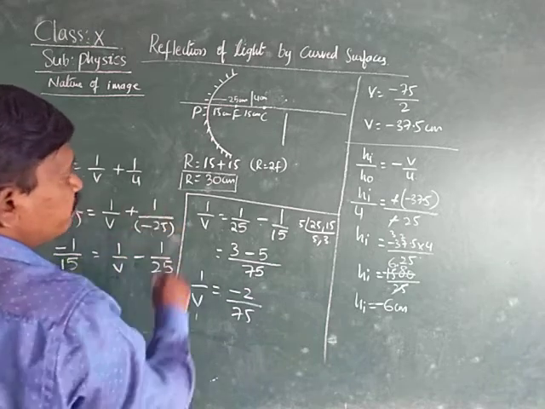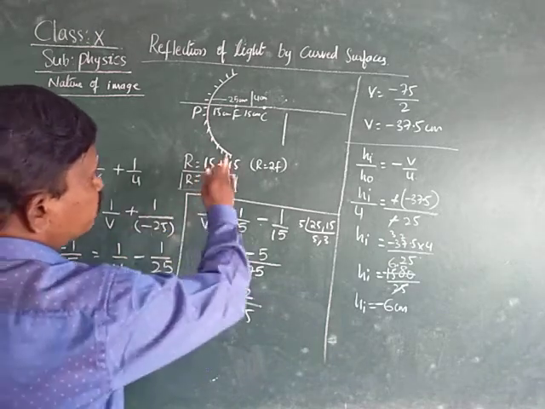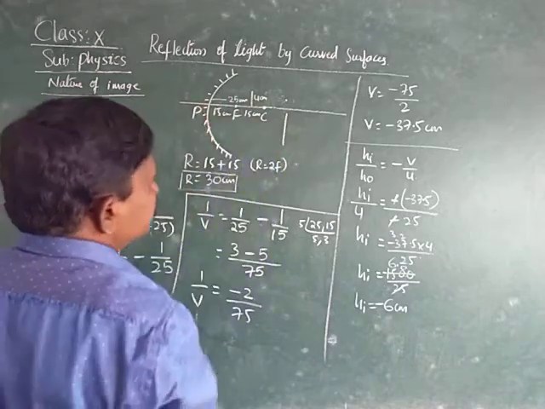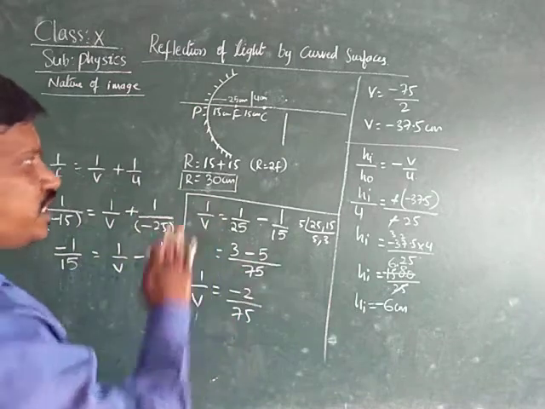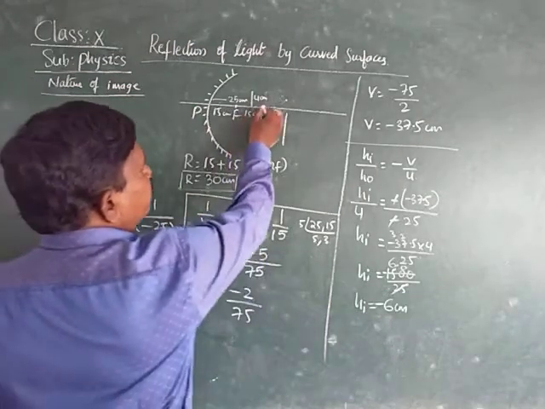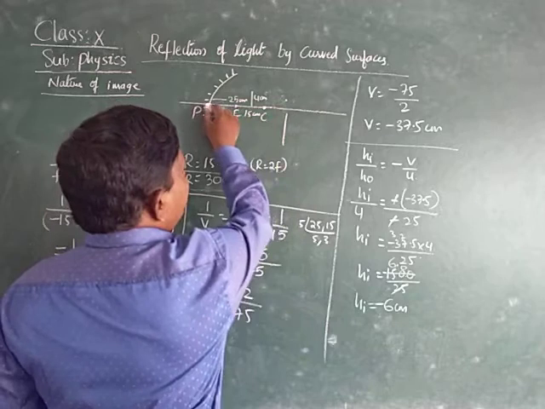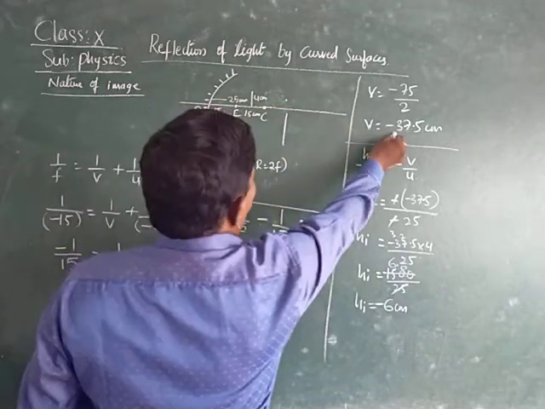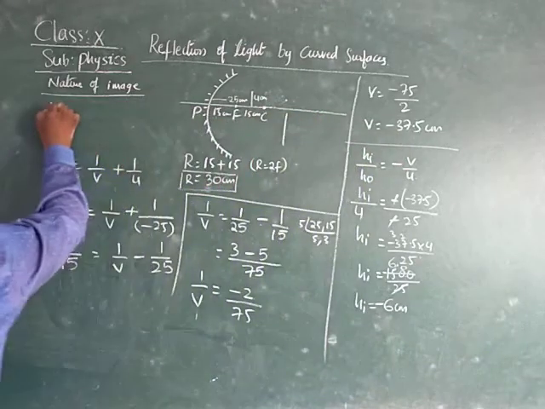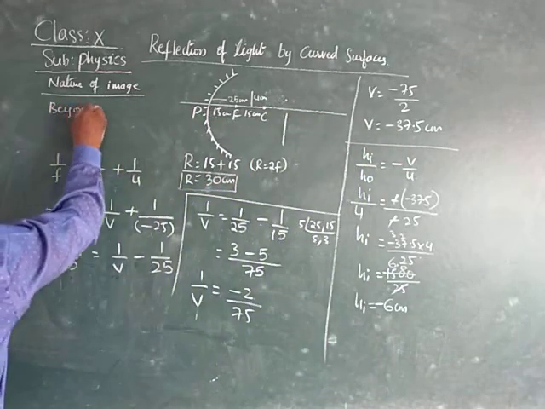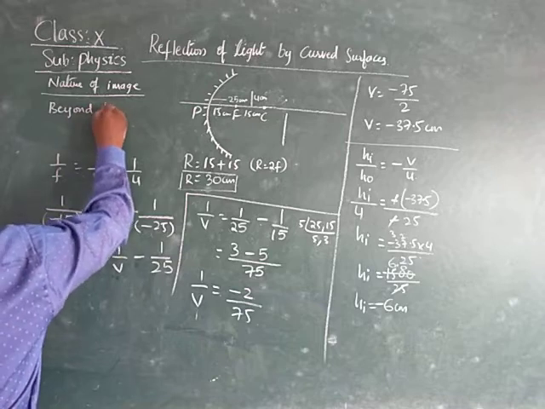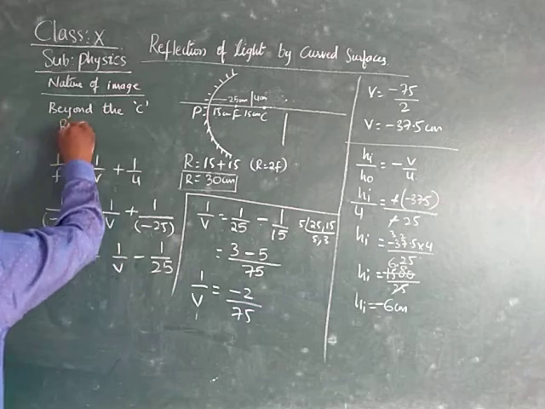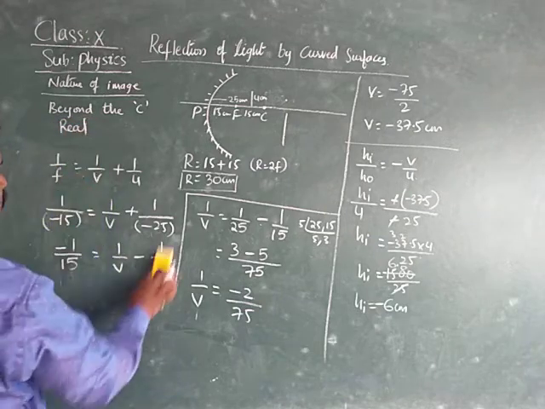First we should write where the image is formed. The image is formed beyond the center of curvature. From here to here it is 30, 15 plus 15, 30. We get 37.5, therefore the image is formed beyond the center of curvature. Here it is real. Why? Because the image is formed on the screen.